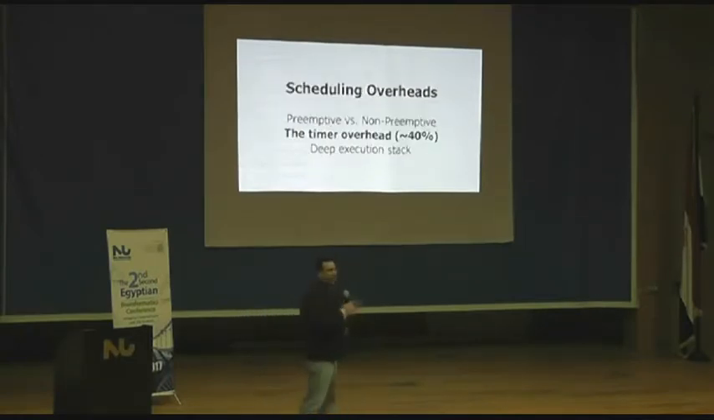Scheduling overhead, of course, preemptive versus non-preemptive, which one we use. And the timer that we talked about, it consumes about 40% overhead from the CPU time. Of course, this is good for interactive applications because you're switching between applications very quickly, which gives the illusion of concurrency on a single processor. But for data management processes that crunch data, this will waste a lot of time because you don't need to switch in the first place. And the execution stack that we talked about, because of interoperability and all these nice features of current operating systems.